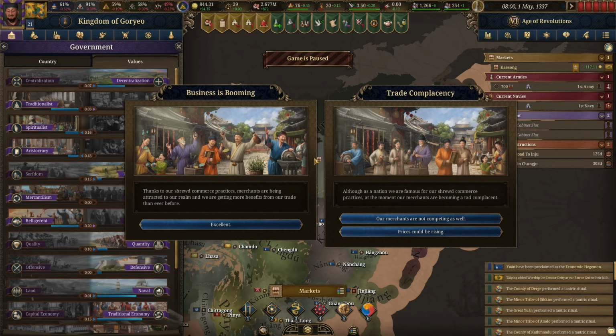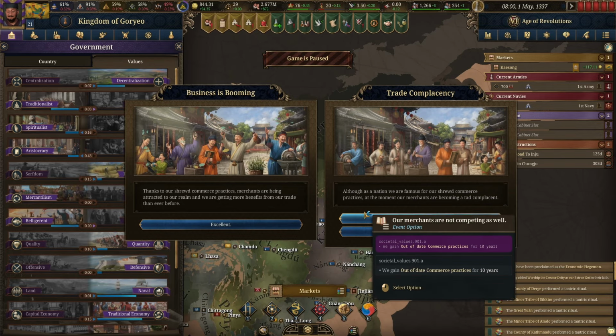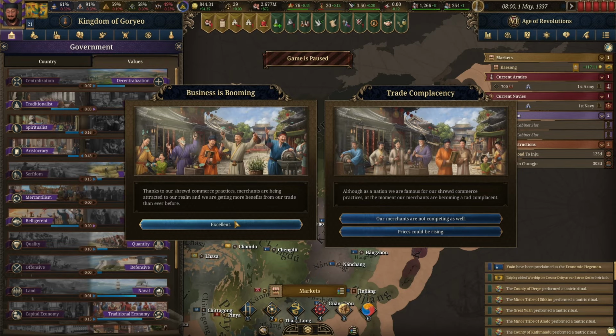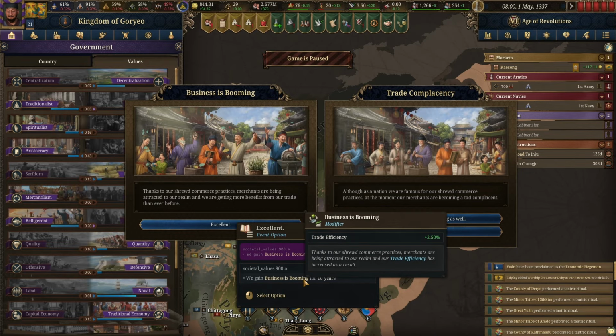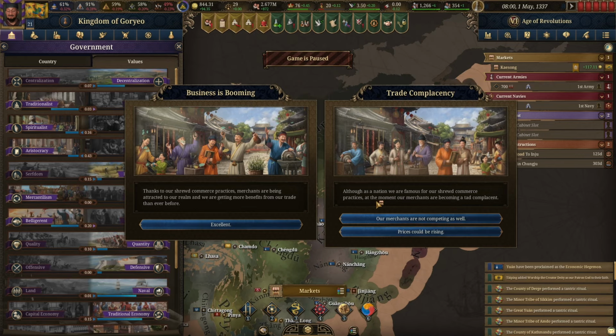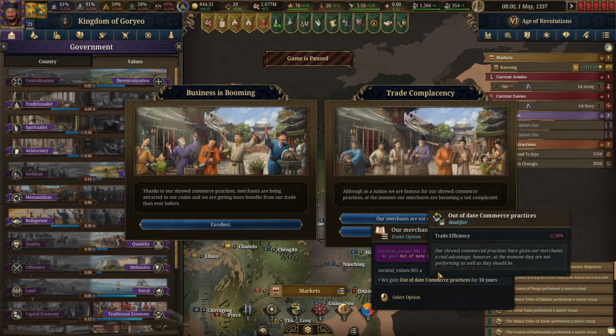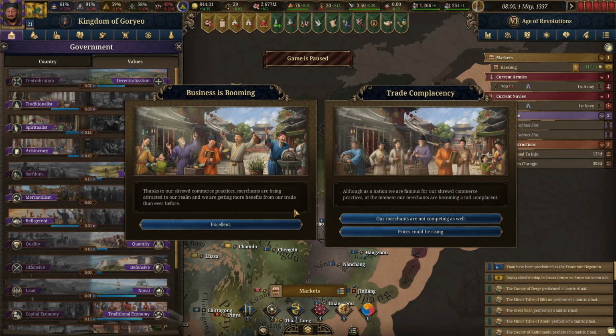Pretty simple. On the flip side, free trade has similar events, but for some reason they're not mutually exclusive. So for example, you could have business booming here, which gives 2.5 to your trade efficiency, but you could also have trade complacency, which gives minus 2.5 to your trade efficiency.